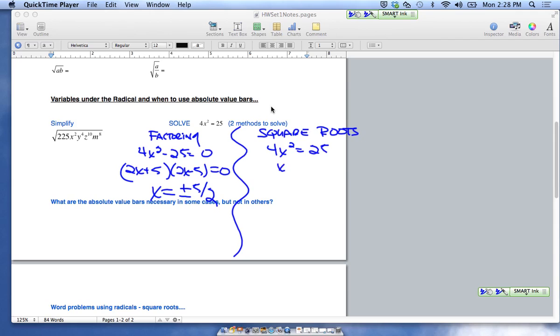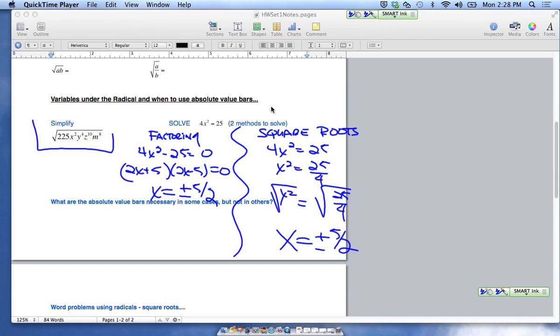I would divide both sides by 4. And then I would take the square root of both sides. The square root of x squared is x, and then this gives me positive negative 5 over 2. So the absolute value bars were needed when I was simplifying.